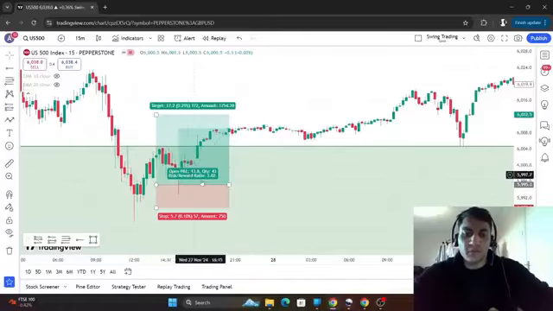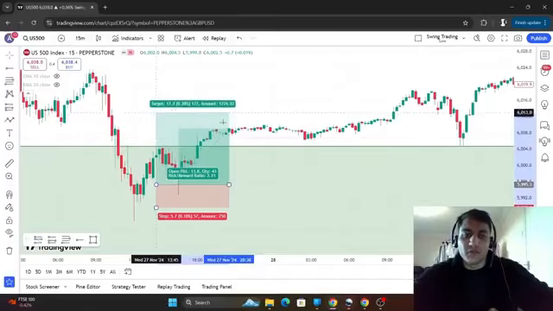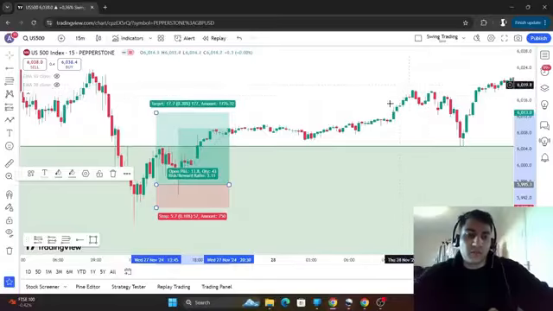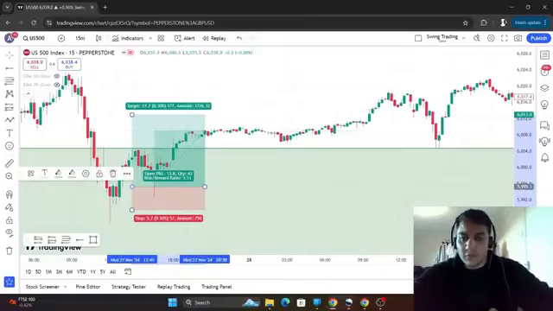So let's just remove this. So this could be your trade. And if you get a 2 risk to reward ratio, nice and easy. If you want a 3 risk to reward ratio, you're going to have to hold on into early London, essentially.